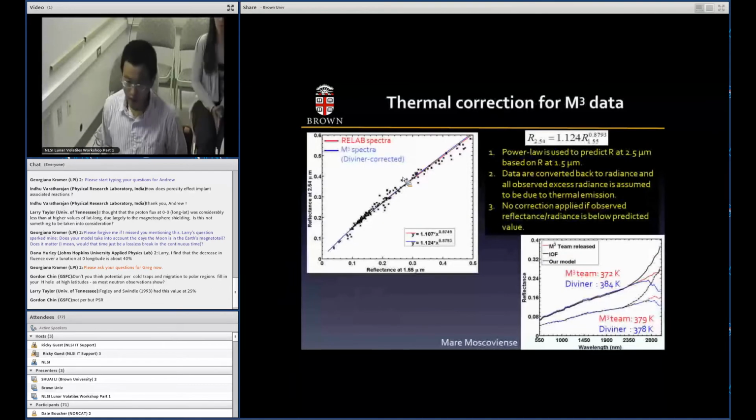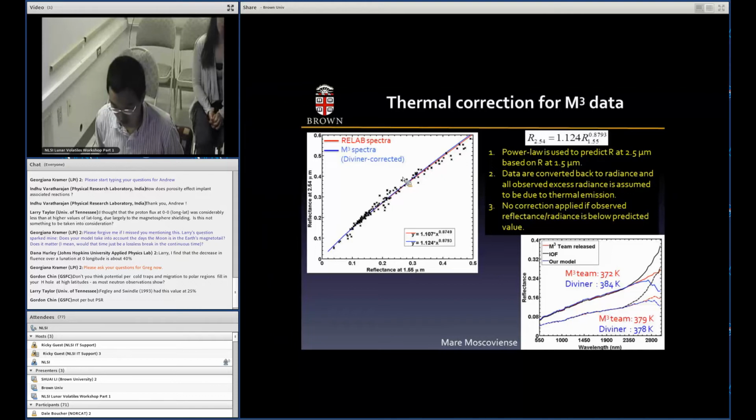So for the method part, first we investigated the relationship for the reflectance at 1.5 and 2.5 micron bands for both Apollo and lunar samples, including soils, rocks, and glasses. And the black crosses show the data, and we can see they follow a very good trend, and the red line is the regression line.